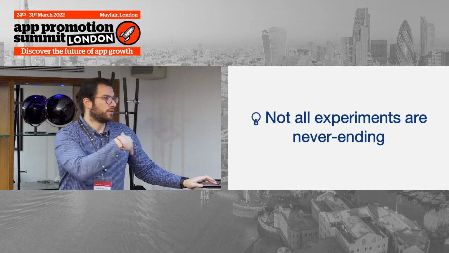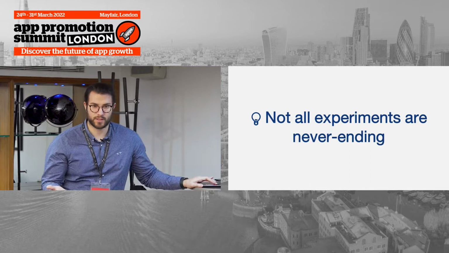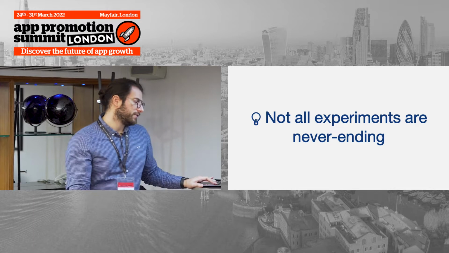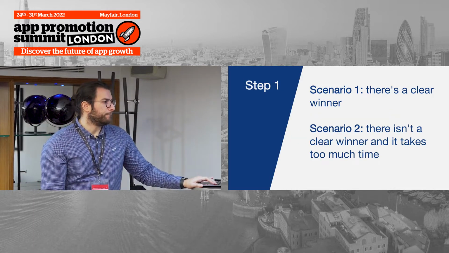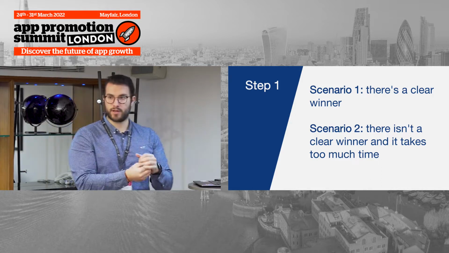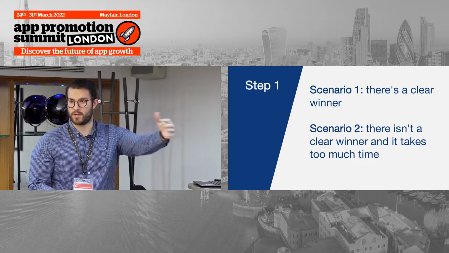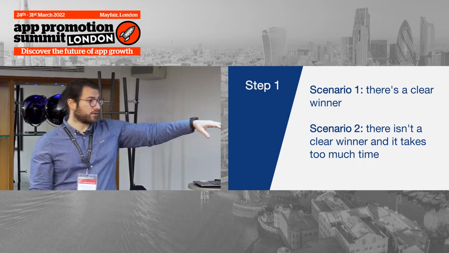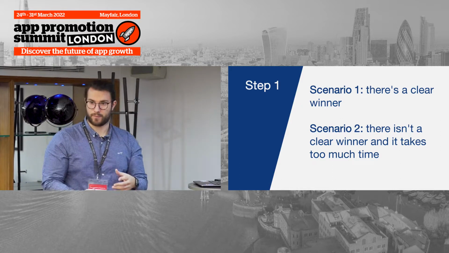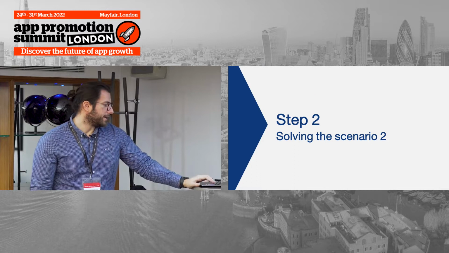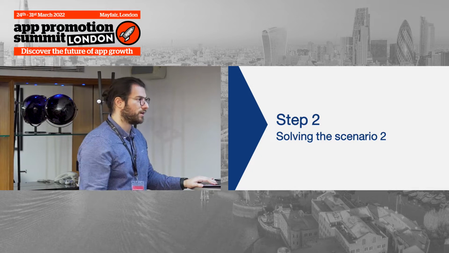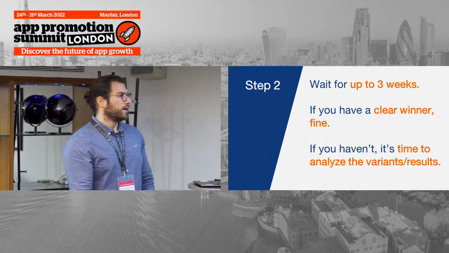And of course, not all experiments are never ending. There is a scenario where your hypothesis is right, you have a clear winner, and everything is perfect. So again, we have 2 different scenarios. The first, we have a clear winner, moving to the next experiment, sharing with the C-suite, everyone is happy. The second scenario is you don't have a clear winner, and your experiment takes a lot of time. This is not good. So let's see how we will approach and solve this scenario, at least using my strategy.